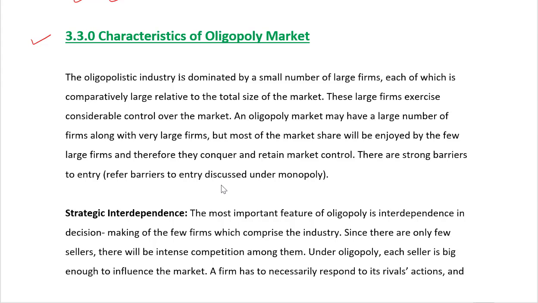The oligopolistic industry is dominated by a small number of large firms, each of which is comparatively large relative to the total size of the market. So these large firms exercise considerable control over the market. They have some reasonable market share. An oligopoly market may have a large number of firms along with very large firms, but most of the market share will be enjoyed by only a few large firms, and therefore they retain market control. There are strong barriers to entry, which we have already referred to.